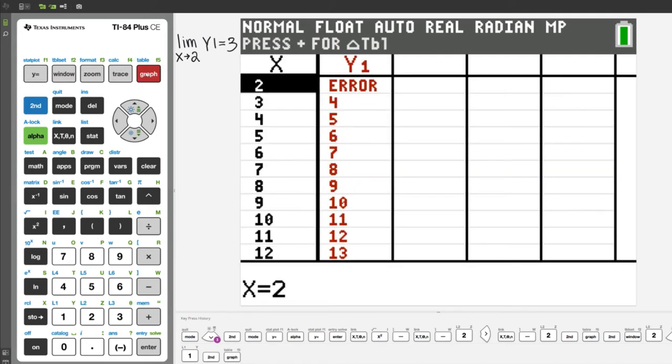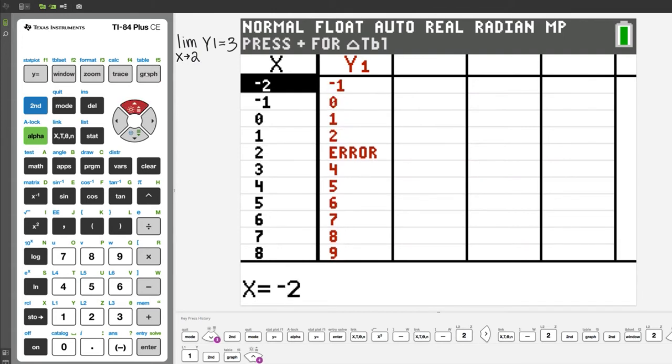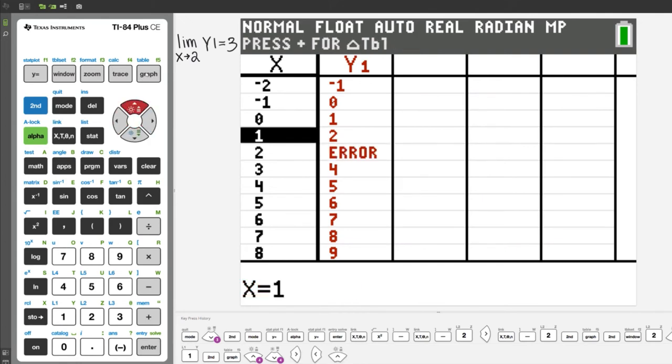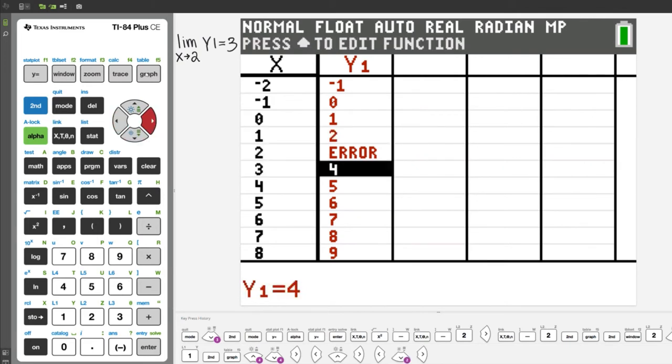So let's hit second graph to go back to the table. And you should have x equals 2 at the top left of your table. And just press the up arrow to see some negative values. So this is showing us that the function is undefined at x equals 2. There's an error. And at x equals 1, the value is 2. X equals 3, it's 4. So you could see that in between 2 and 4, we expected that the function value should be 3, but there's an error.